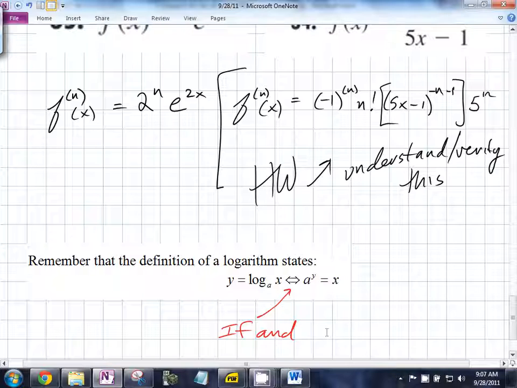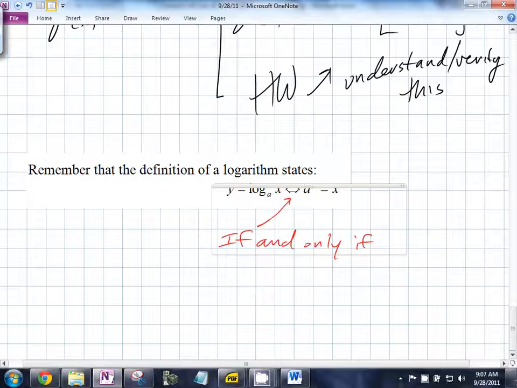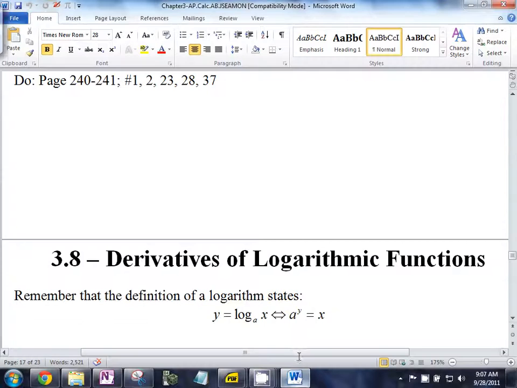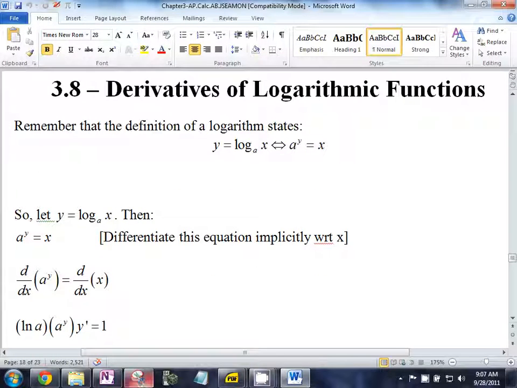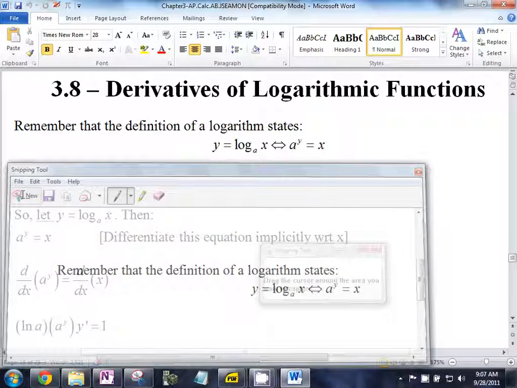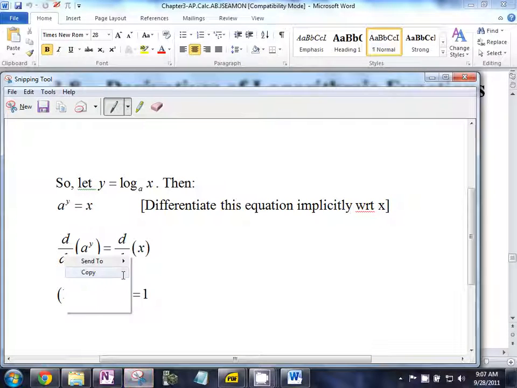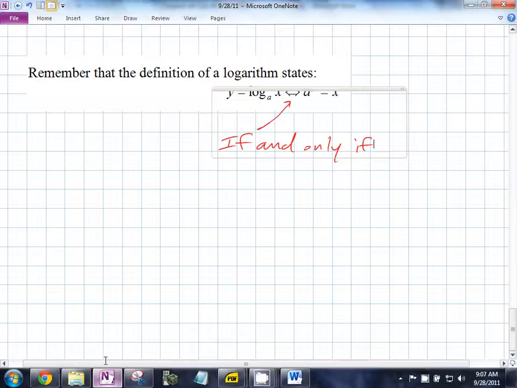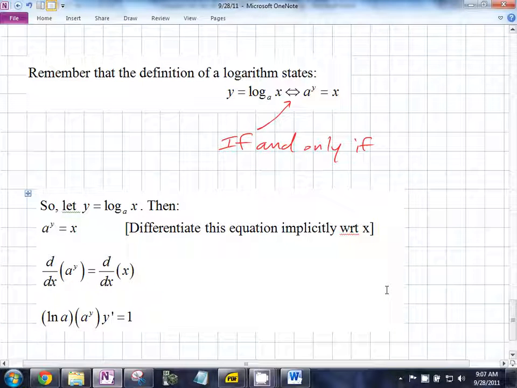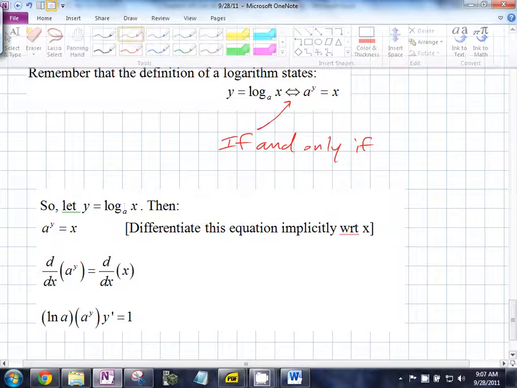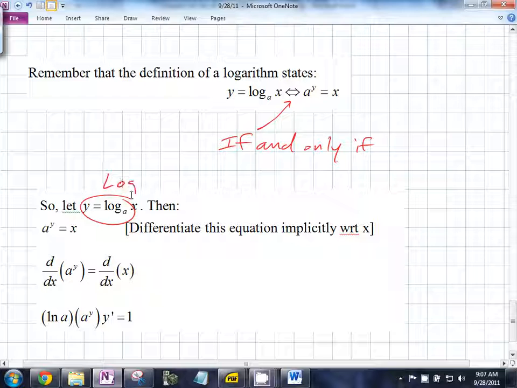Okay, so let's talk about this. What do we have here? We want to find the derivative of y equals f of x, y equals log base a of x. The first thing we're going to do is take it from its log form, and we're translating that into what? The exponential form. Okay, so we have it in exponential form.